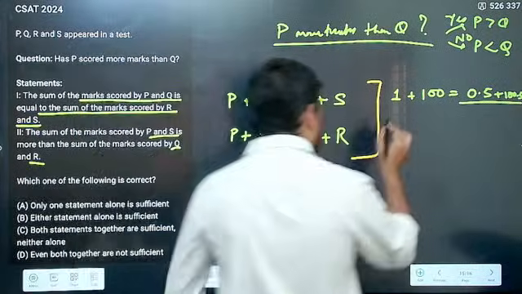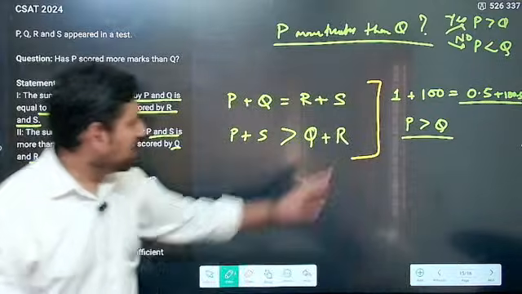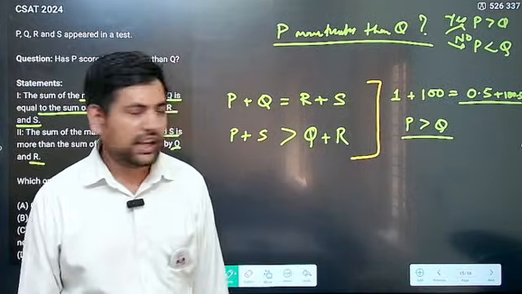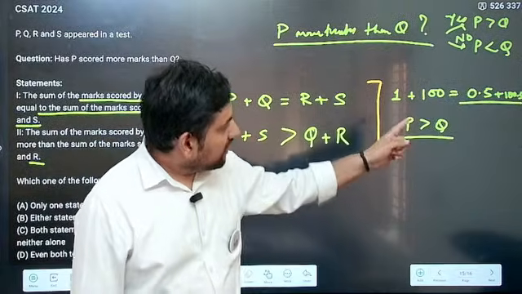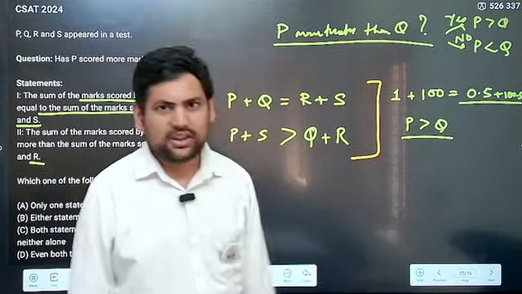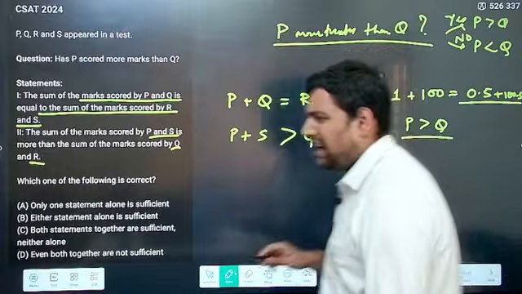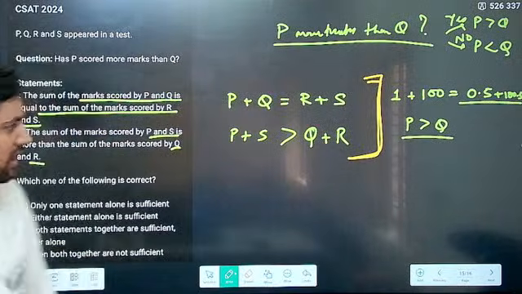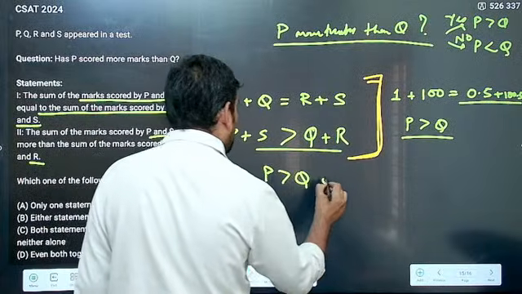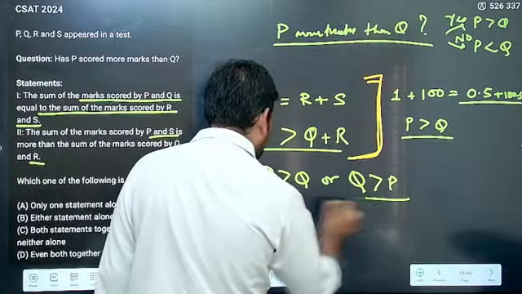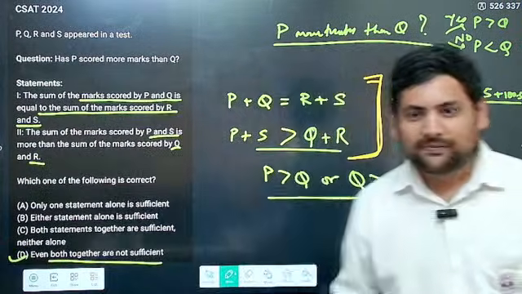But from here, you can very clearly see that P is greater than Q. But similarly, I can make an opposite case also. Correct? Where P is 0.5 and that is 100. And this one is 2, let's say, and that one is 99. So that also holds. So ultimately, because there are four variables and different combinations are possible, you cannot really make an exact claim that P is greater than Q or Q is greater than P. So the answer becomes even both together are not sufficient. Understood?